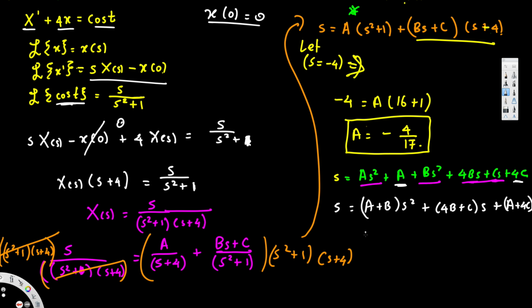Now on the other side we don't have an s square, so that's going to be 0. So we can say a plus b is equal to 0, because on the other side we don't have a coefficient in front of s square. The second one is 4b plus c, and in front of s we have 1 on the other side, so 4b plus c is equal to 1. For a plus 4c, we don't have any constant in front, so that's also 0. A plus 4c is equal to 0, and we already know a, so we can solve for c.